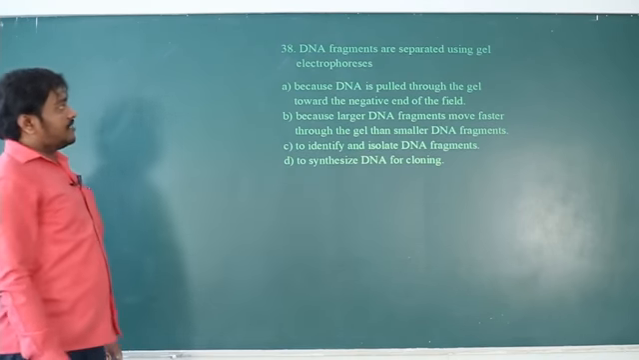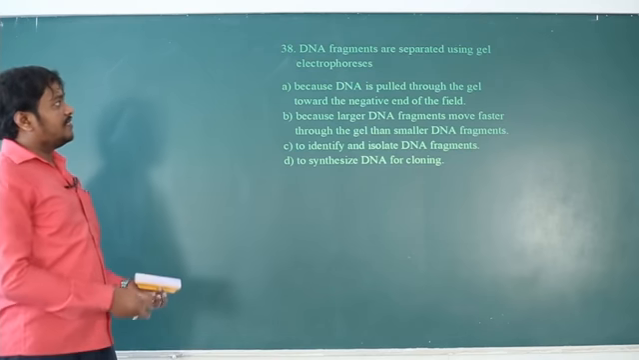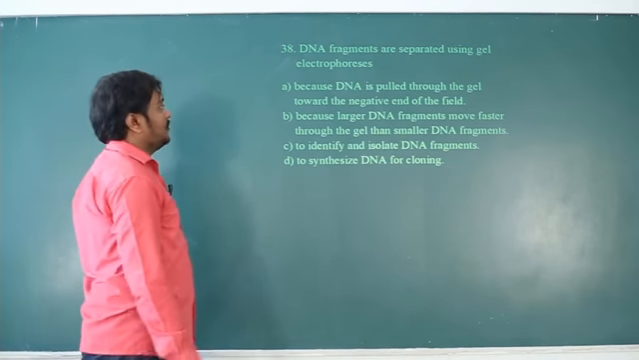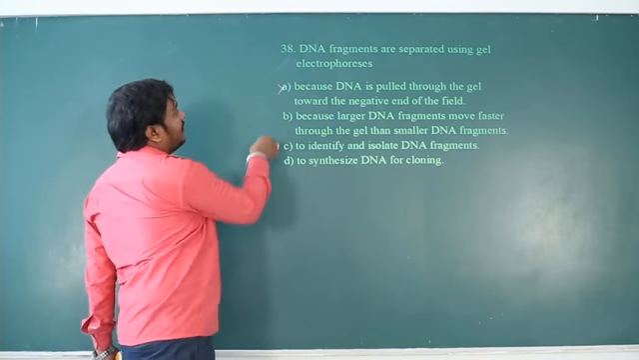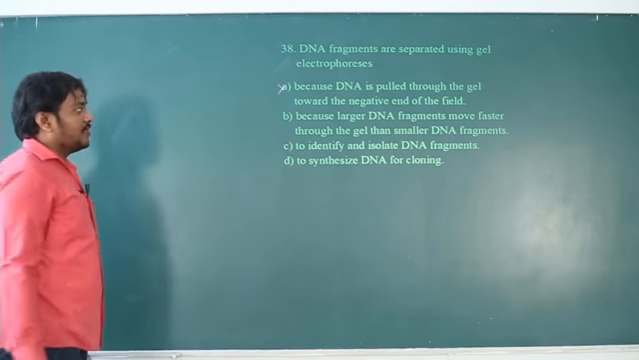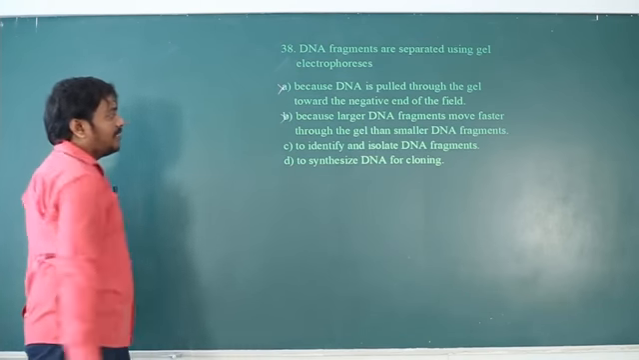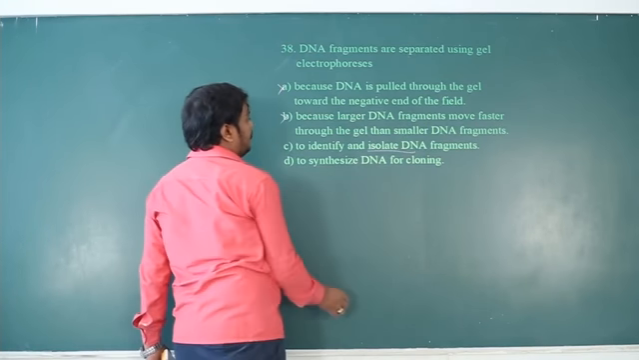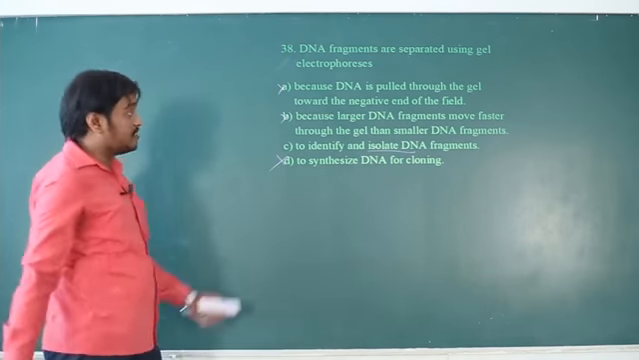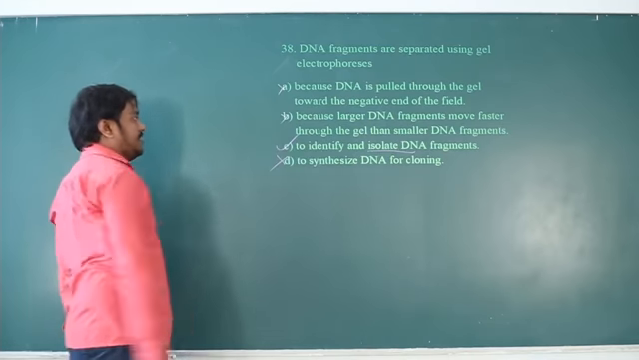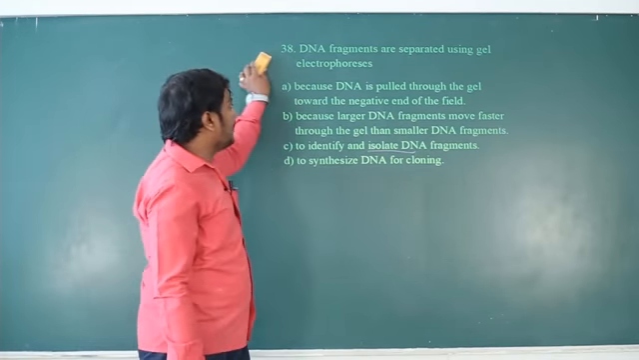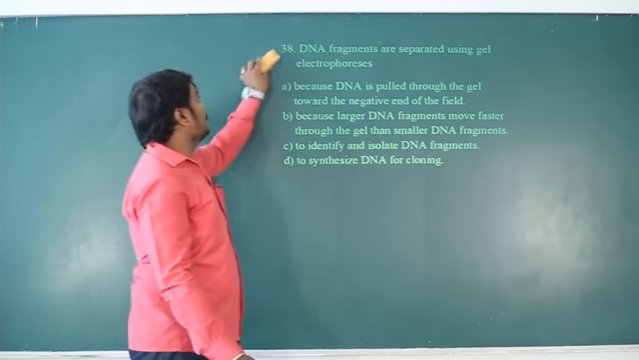DNA fragments are separated using gel electrophoresis because DNA is pulled through the gel towards the negative end of the field? No, it is not pulling. Because the larger DNA fragments move faster? No. To identify and isolate DNA fragments, yes, that is the step. Isolation of DNA fragments. To synthesize DNA for cloning? That is PCR. So the right option is C. To identify and isolate the DNA fragments, you go for gel electrophoresis.